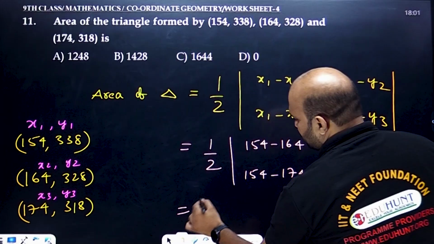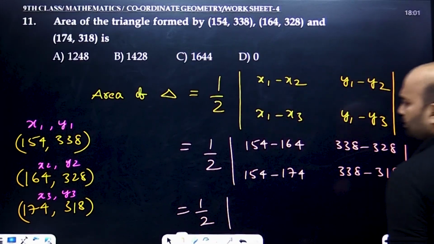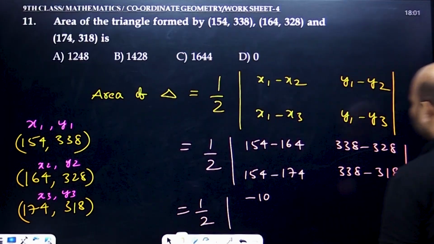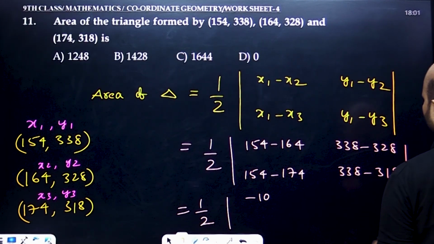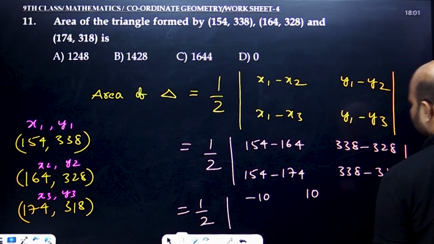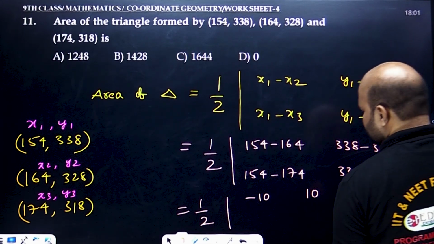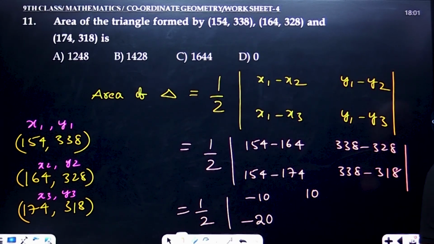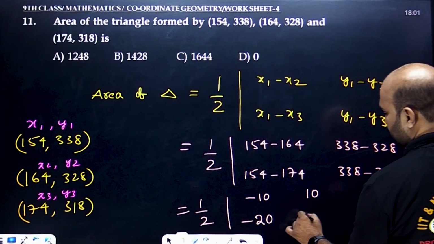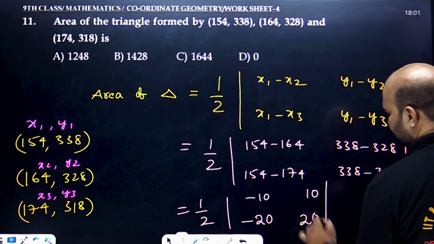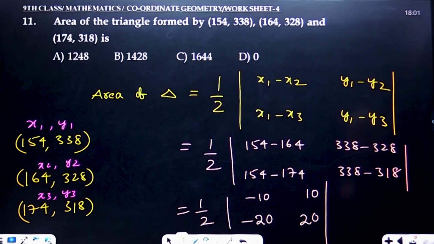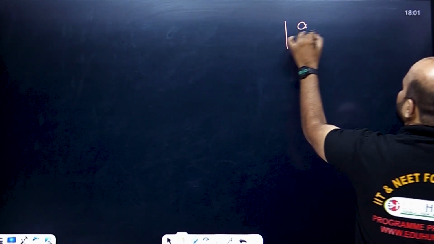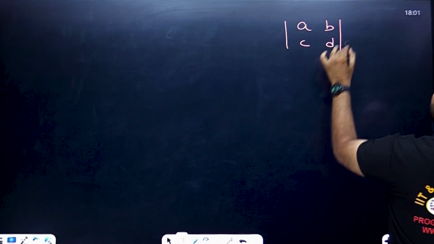So it can be written as half determinant: 154 minus 164 is minus 10, 338 minus 328 is plus 10, 154 minus 174 is minus 20, 338 minus 318 is positive 20. Okay. So what is the det formula? Det of ABCD formula equals AD minus BC.